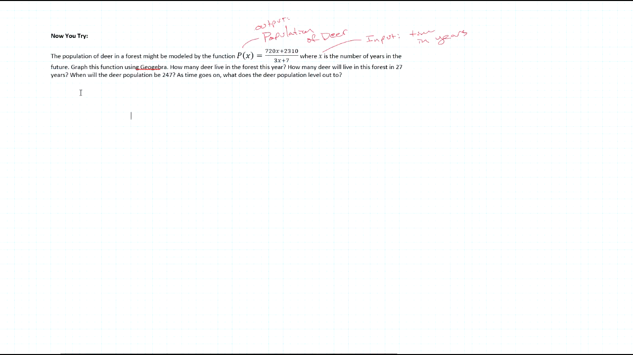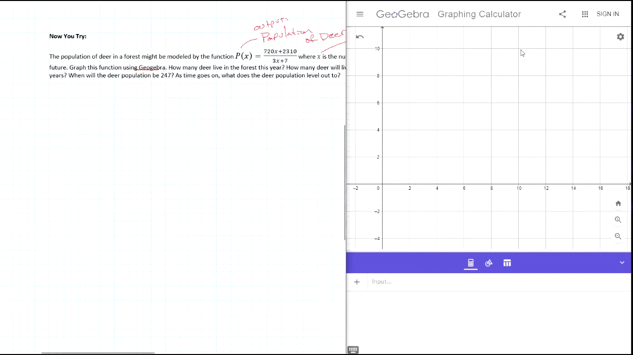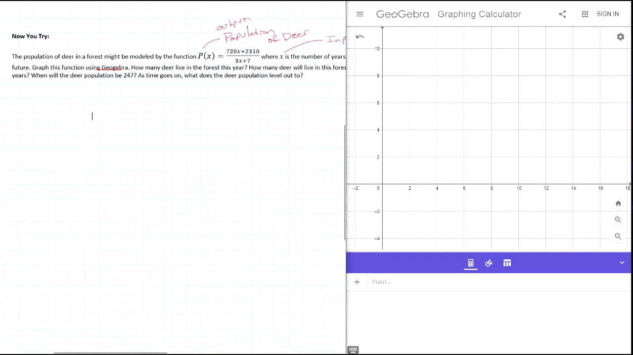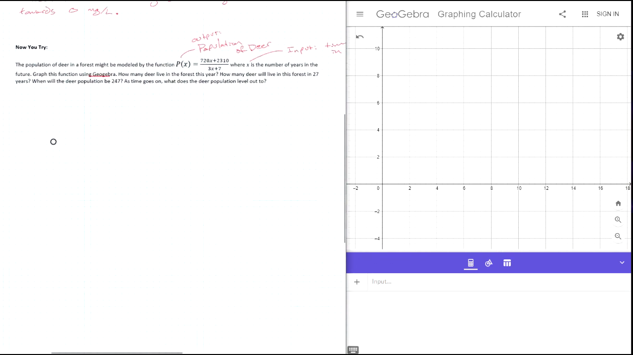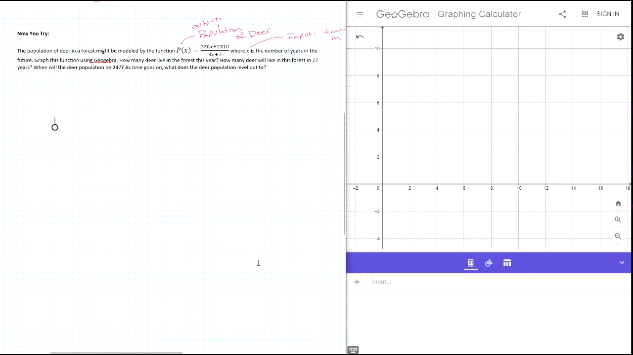All right, so to start this, let's go ahead and do the graph like it asked for. Let's try to make some sense of what this graph is saying, just generally speaking, before even trying to answer any questions. Let's go ahead and put this in over here. We've got p of x equals, we got a fraction, 720x plus 2,310 over 3x plus 7.